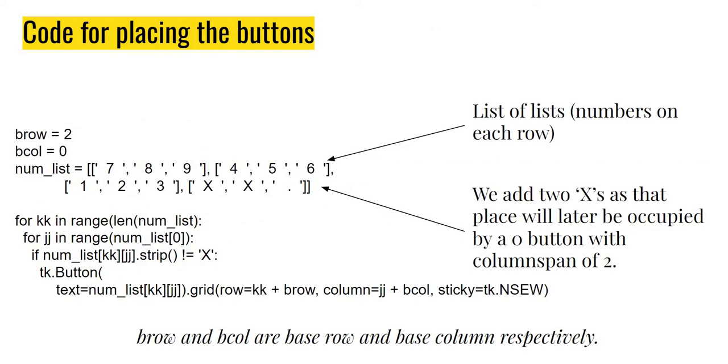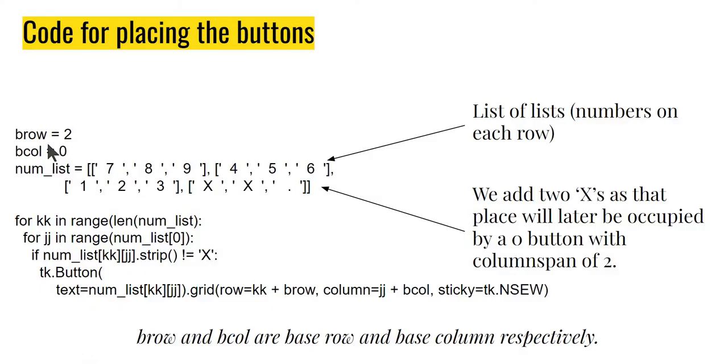Now, what I'm going to do here is make a list of lists. Notice this num list here is a list of lists. In this, I'm just storing, for example, what goes in row number 0, row number 1, row number 2, row number 3. I've put two X's here because remember the button with column span 2, I'm going to place it separately.